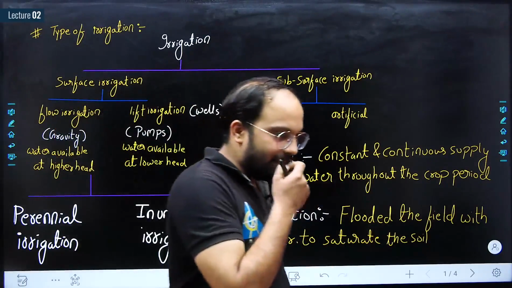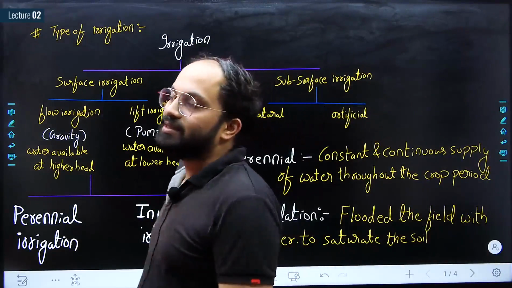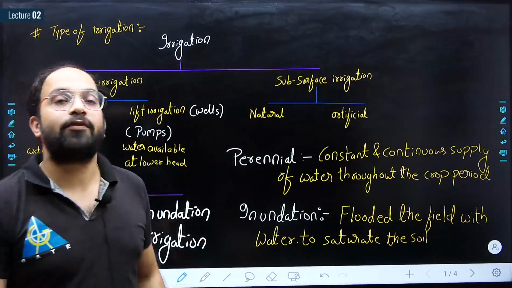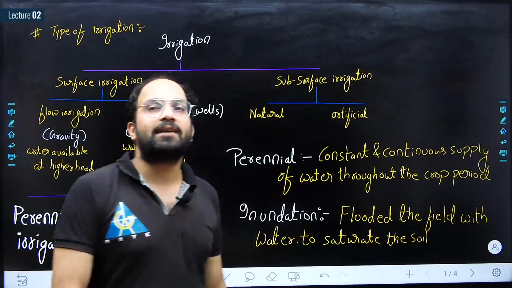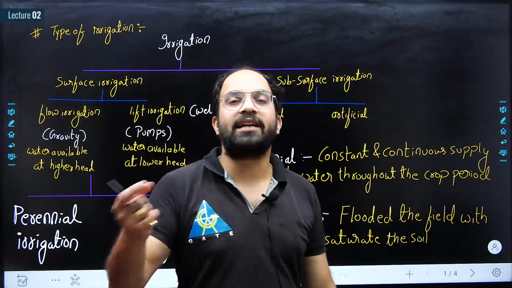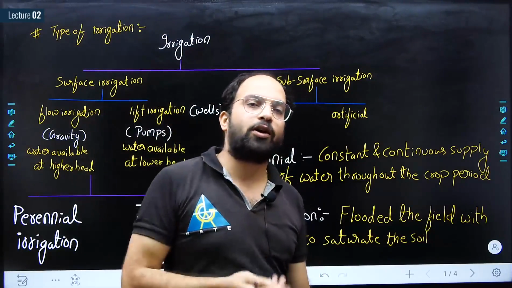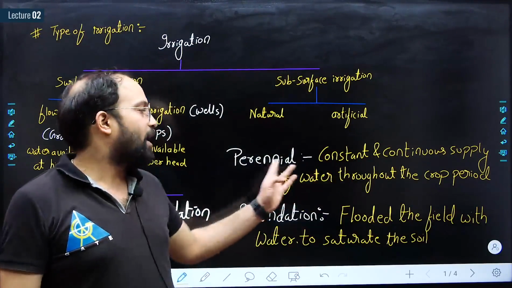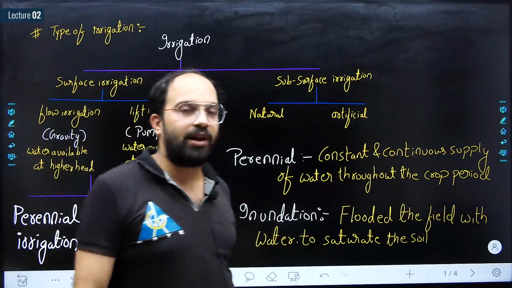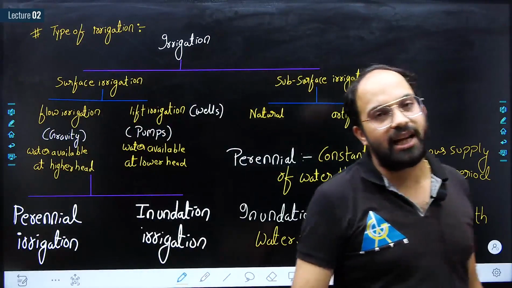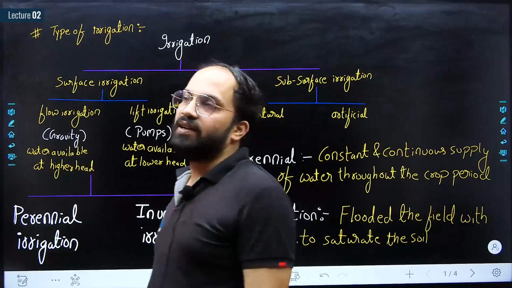See this. Consider this as the water supply in our home. In some cities there will be a 24 hours water supply, and in some cities there will be an intermittent supply, like 1 or 2 hours in the morning, 1 or 2 hours in the evening. So perennial is like a 24-hour supply, and inundation is like a 1 or 2 hour supply in the morning and in the day. So we'll flood the field in the morning and we'll flood the field in the evening.